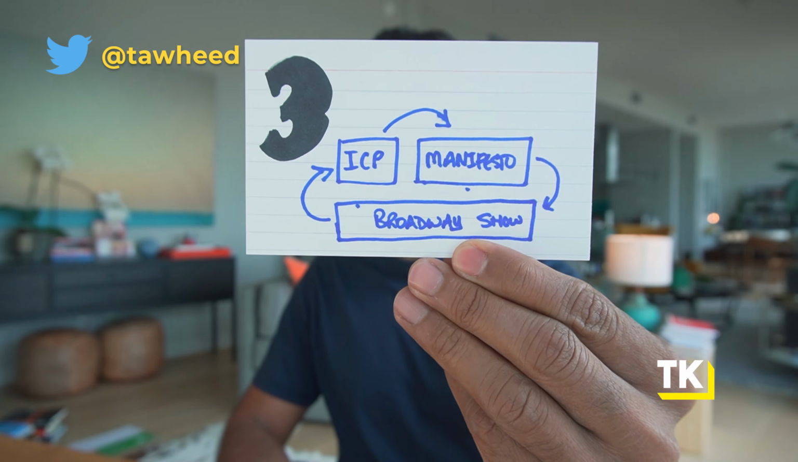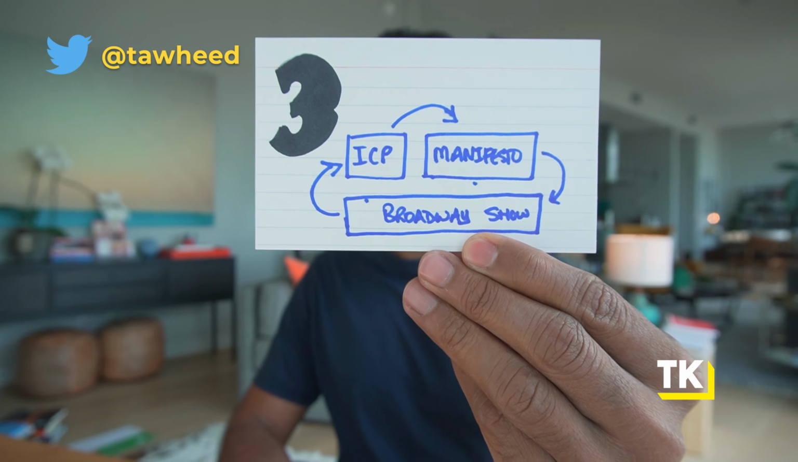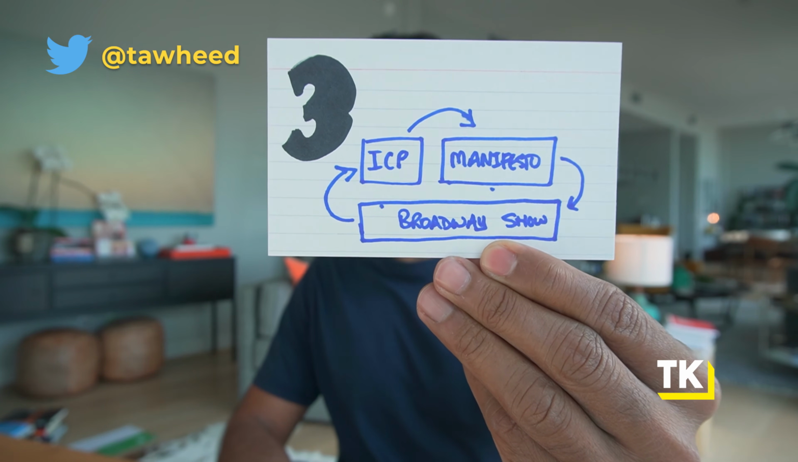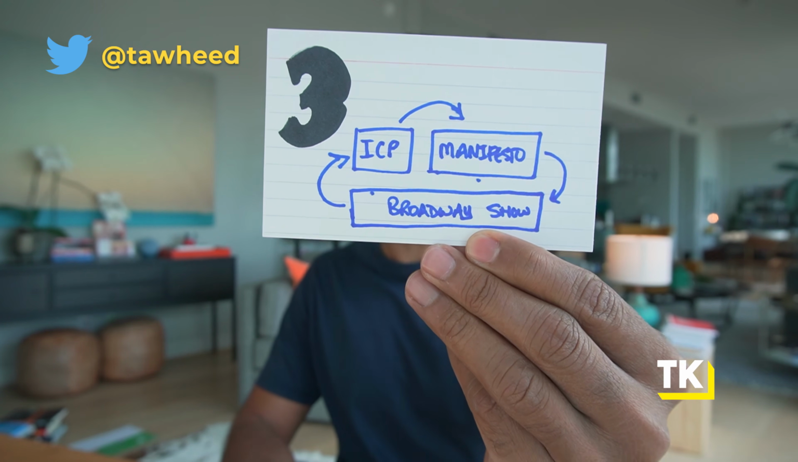And make sure that you don't treat it as a static document that you do once, check the box on and you forget. Instead, consider it as part of an iterative process where you're building your ICP and then your manifesto, which is your messaging and your strategic narrative. And then that feeds into a Broadway show. And then you use the data to iterate on the ICP and the manifesto and you do it over and over and over so you get better and better and better. And then you can scale from there.